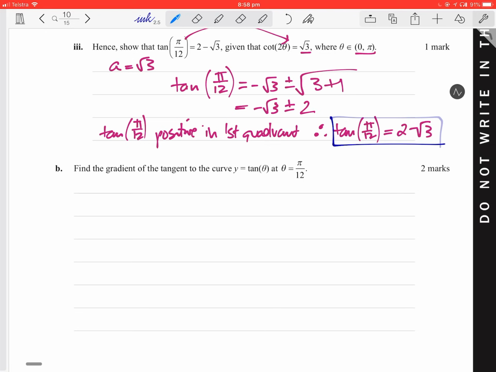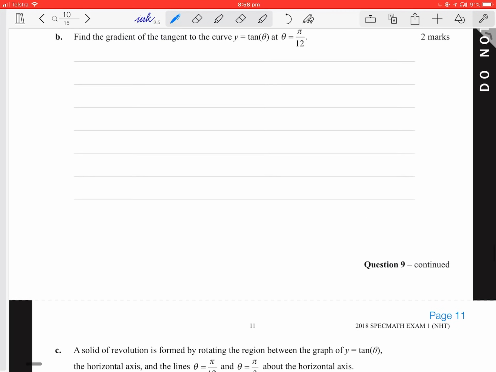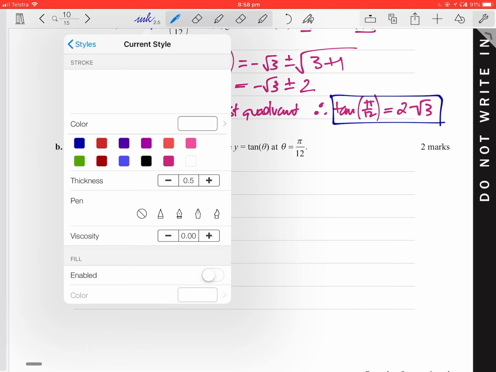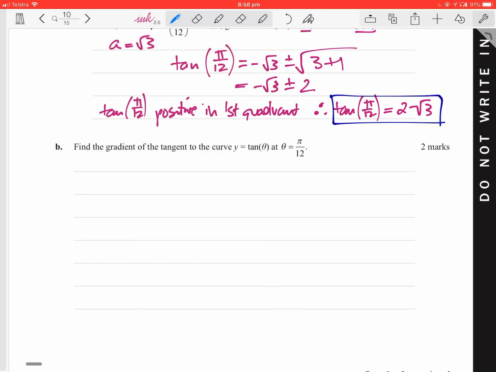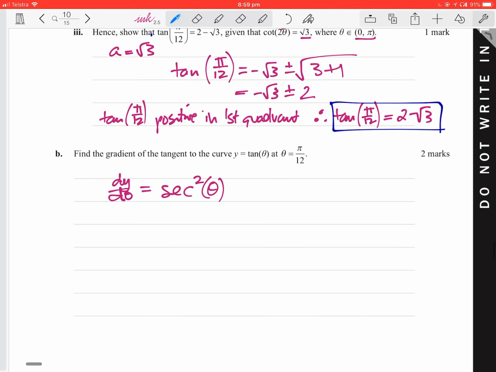Find the gradient of the tangent to the curve y equals tan theta. I feel like they're making us do a lot of work. Find the gradient to the curve at theta equals pi on 12. Okay, so what's the gradient? dy/d theta is sec squared theta. So we want to find sec squared of pi on 12.